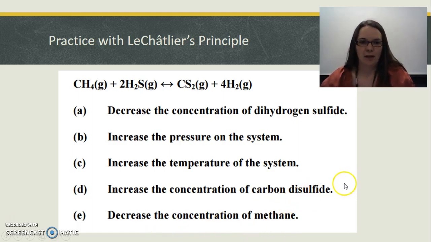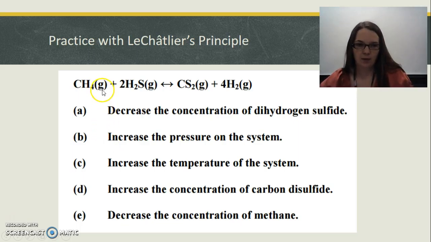So if we go to the first one, our first practice problem, if I move my face, is this equation right here. So we're just going to look at each one of these things. So for A, it says if we decrease the concentration of dihydrogen sulfide, well, that's this right here. So if we take this out, what's going to happen is it's going to need to make more of it. So the way it's going to do this is it's going to shift to the left, or you could say shift reverse.